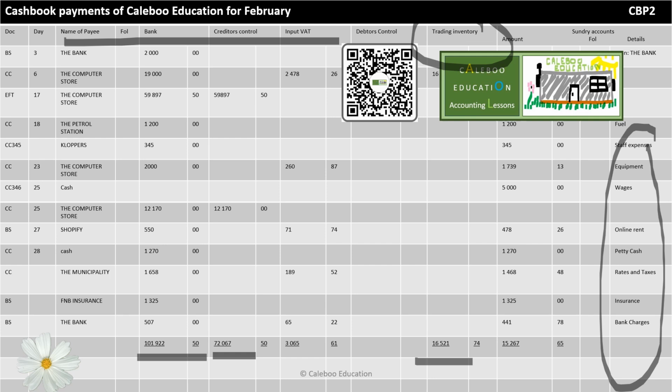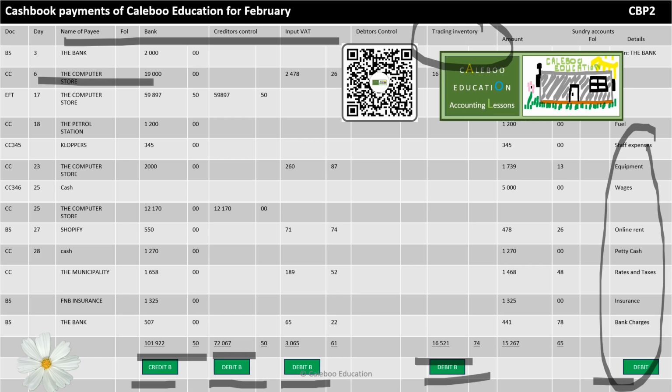And at the end of the month, this information is taken to the general ledger, and these accounts are credited and debited. If you go and watch the video on the cash book payments journal, you will see this information is taken to the general ledger. So this is a cash book payments.